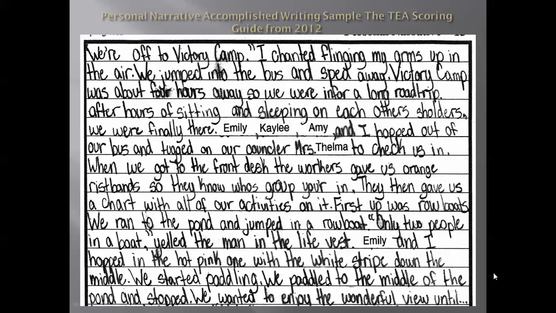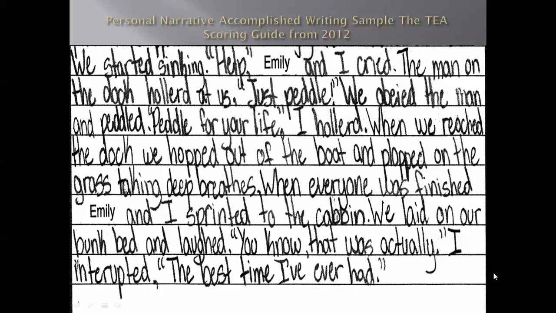First up was the rowboats. We ran to the pond and jumped in the rowboat. Only 2 people in a boat, yelled the man in the life vest. Emily and I hopped in the hot pink one with the white stripe down the middle. We started paddling. We paddled to the middle of the pond and stopped. We wanted to enjoy the wonderful view until we started sinking. Help, Emily and I cried. The man on the dock hollered to us. Just pedal. We obeyed the man and pedaled.